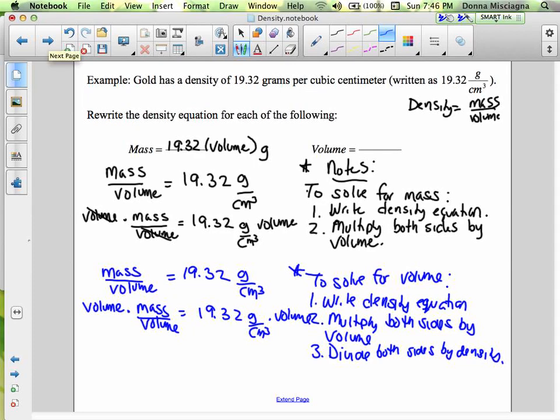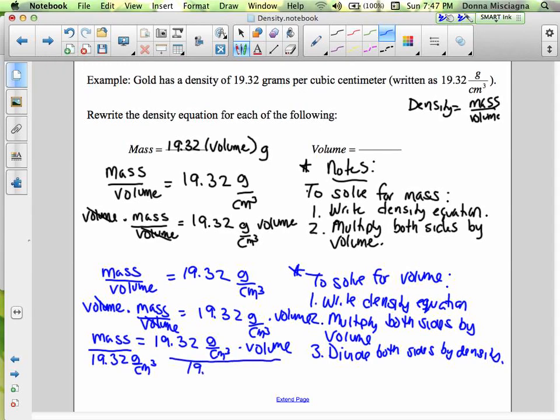Now we don't know what the volume is, so it won't cancel out the centimeters cubed yet. But it will cancel out over here. So this will give us mass equals 19.32 grams per centimeters cubed times volume. But we want volume by itself. So now we're going to divide both sides by density. So we divide that side and this side by 19.32 grams per centimeters cubed.